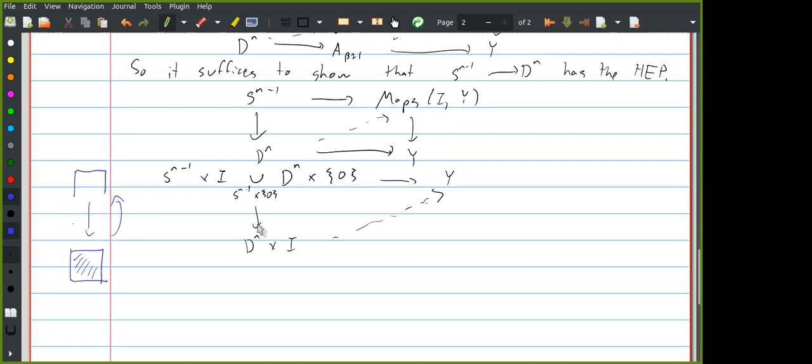Okay, so since this map is the inclusion of a subspace, or since there exists a retraction to this map, you can define this extension just by composing with the retraction. So the extension in the diagram is you apply the retraction to go back to this space, and then you just apply the map that you're given from that space into Y.